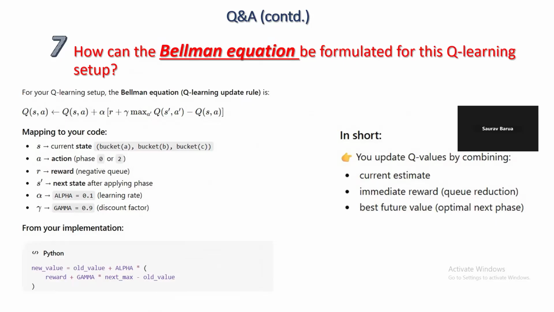We can see the code here also, and our Q values are updated based on the current estimate, the immediate reward, that is Q reduction, and the best future value. This is the Bellman equation used here.